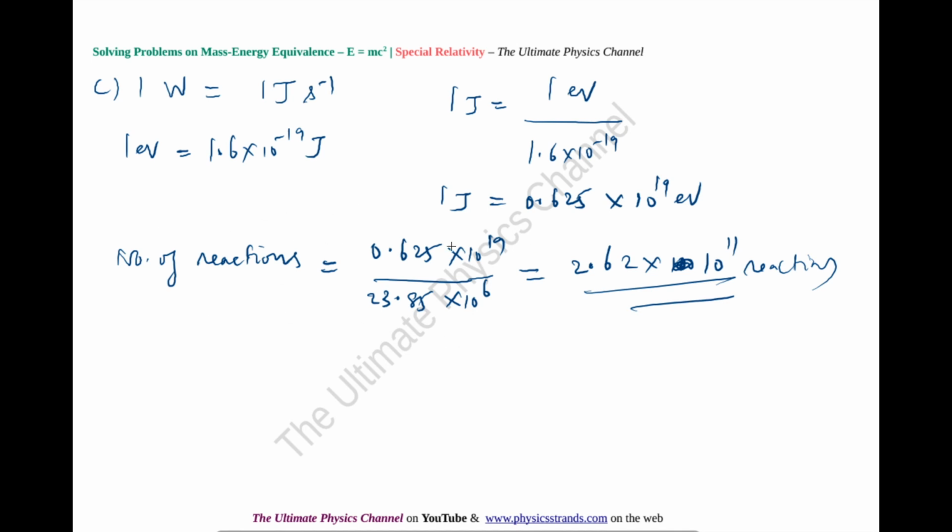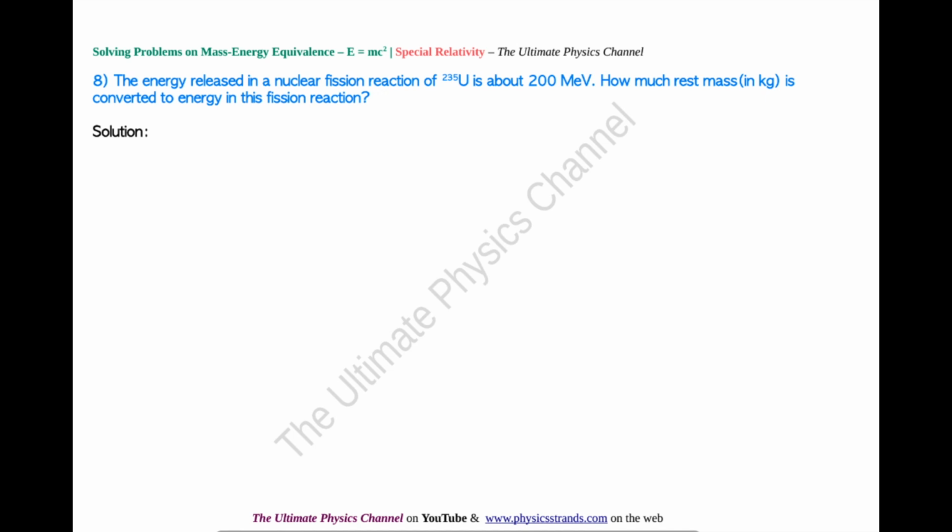That many reactions occur in, for example, thermonuclear fusion reactors, to produce such large quantities of energy. Right, let's move on to the next one.